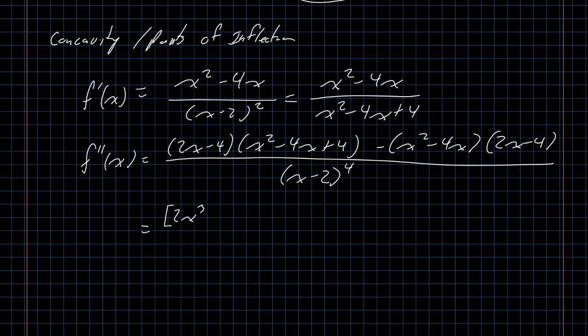2x times minus 4x is minus 8x squared. Then we have minus 4 times x squared, which is minus 4x squared. We'll have 2x times 4, which is 8x. We will have minus 4 times minus 4x, which is plus 16x. We'll have minus 4 times plus 4, which is minus 16.